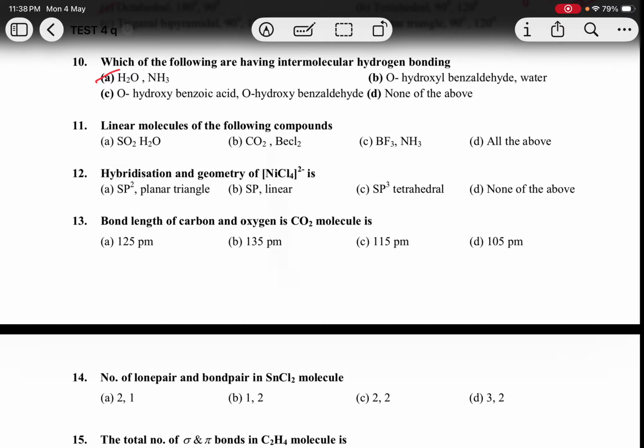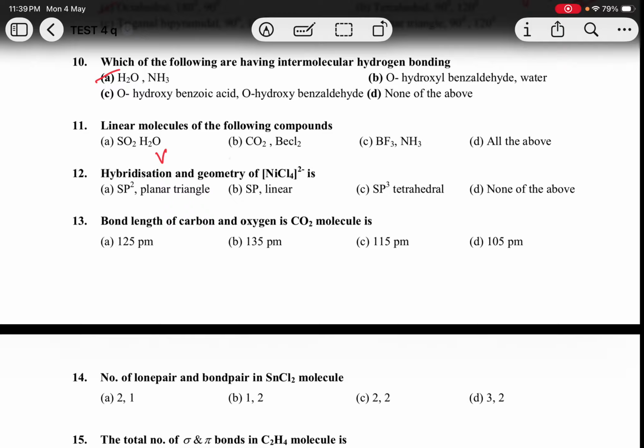Linear molecules of the following compounds. Linear molecules means, here the options given are SO2. In SO2 we have already discussed that SO2 undergoes sp2 hybridization. The structure is V shape, that is bent structure. Water molecule undergoes sp3 hybridization due to presence of 2 lone pairs of electrons. Its structure is V shape. So this is not the right answer.